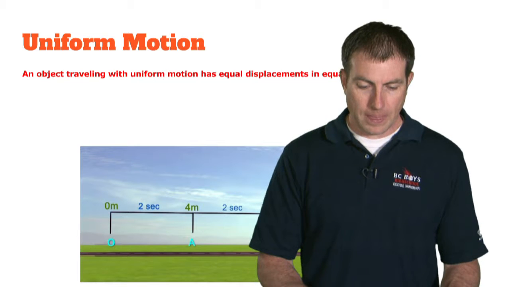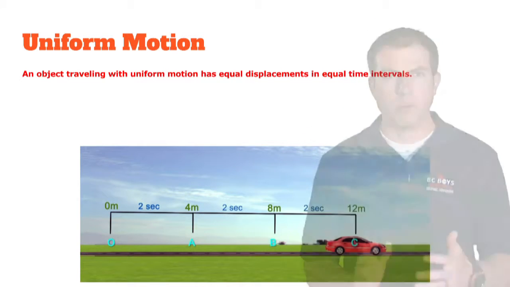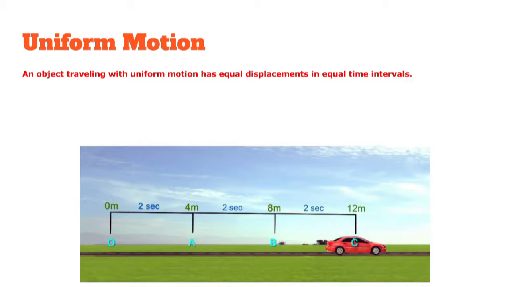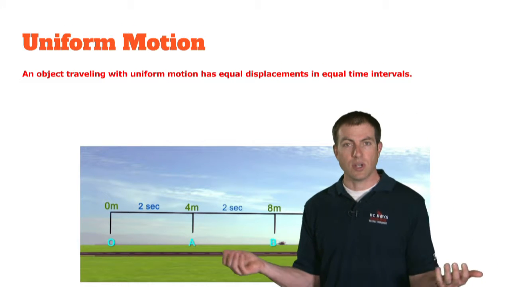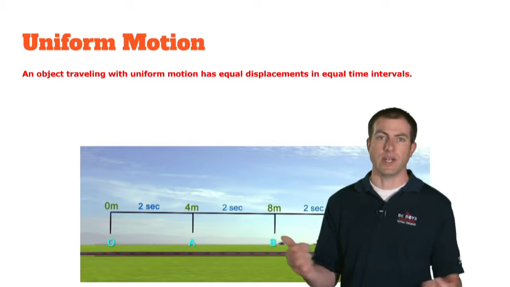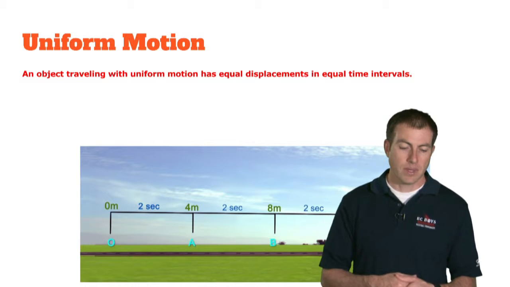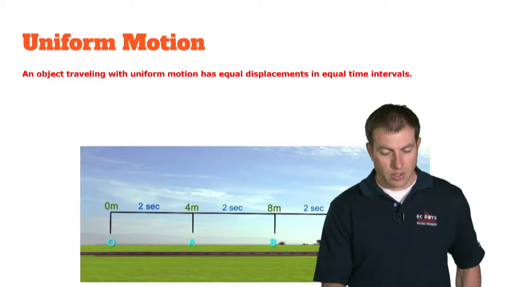So when we talk about uniform motion, and we did at the end of the last unit, we're talking about objects that are traveling the same distance in equal time intervals. It's just a really complex, convoluted way of saying something that's traveling at a very constant rate. It's not speeding up, it's not slowing down.